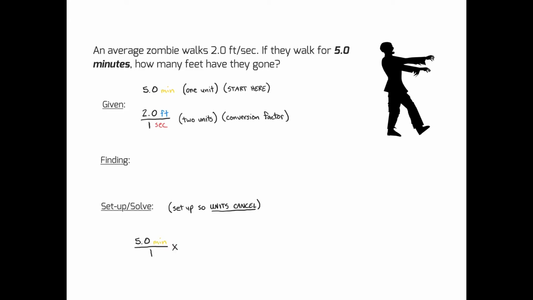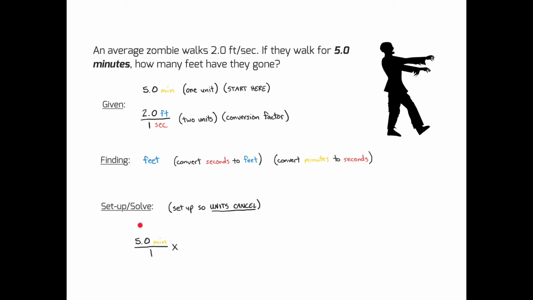Now we need to look at what it is we're trying to find. Once again, they've asked us how many feet he has gone. So we're trying to find feet, which tells us that our last step is going to be to convert seconds to feet. It's because we want to go from seconds here to feet here. But before we can convert from seconds to feet, first we have to convert from minutes to seconds, because we've been given minutes, not seconds. So before we can cancel these seconds, we first have to convert from minutes to seconds.